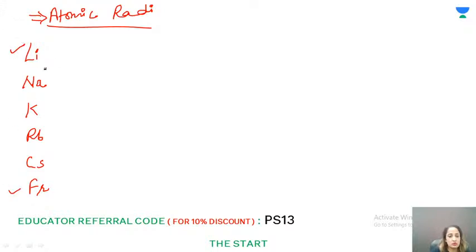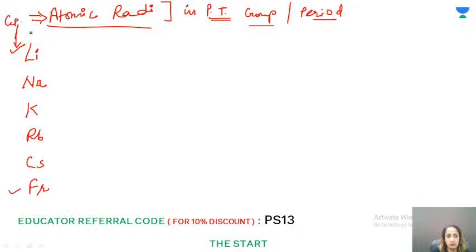Okay, to understand that, let's have this session quickly. I will talk about the trend of atomic radii in the periodic table, and we will talk about how the atomic radii change when we move in a group or when we move in a period. If we are moving down like this, that is, we are moving in a group. And if we are moving to this side, that means we are moving in a period.